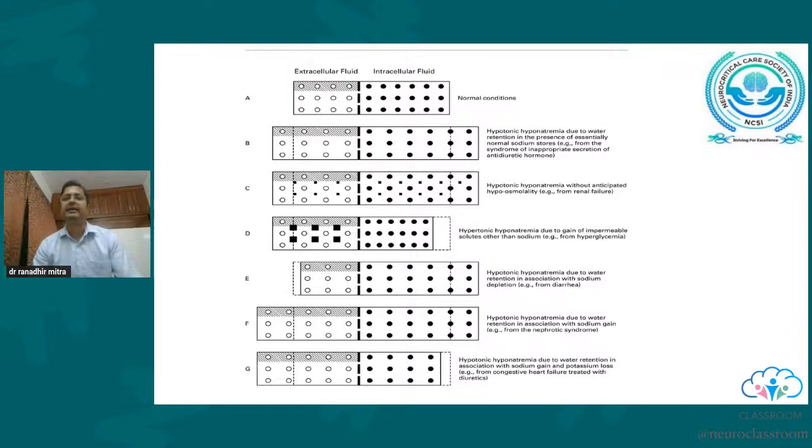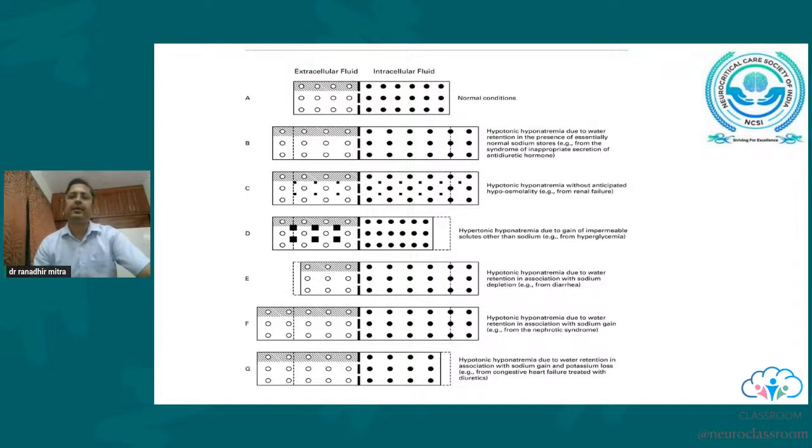In cases of SIADH, when there is secretion of ADH, the sodium content in the body remains the same, but because of accumulation of water through the action of vasopressin, there will be an increase in both intracellular and extracellular fluid, but the amount of sodium remains the same.